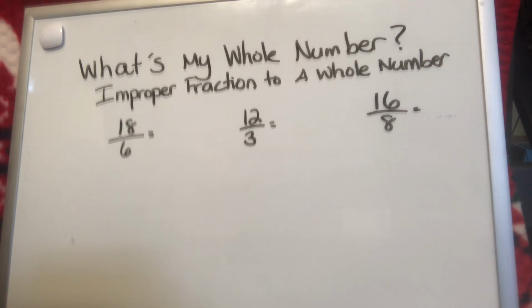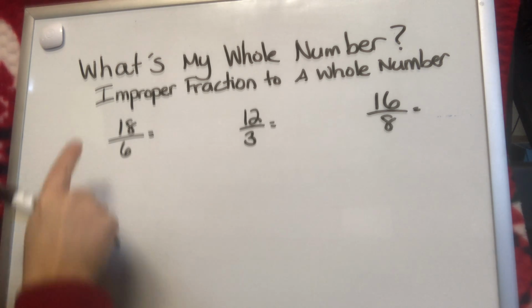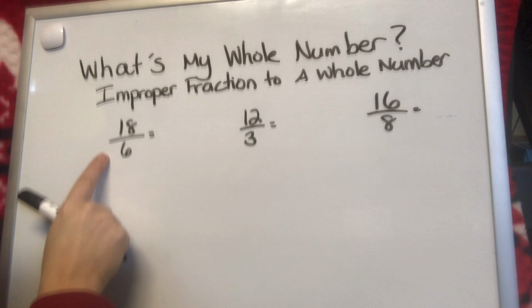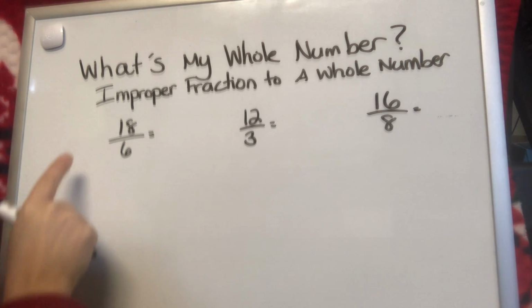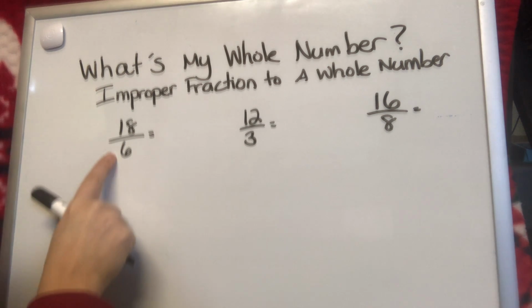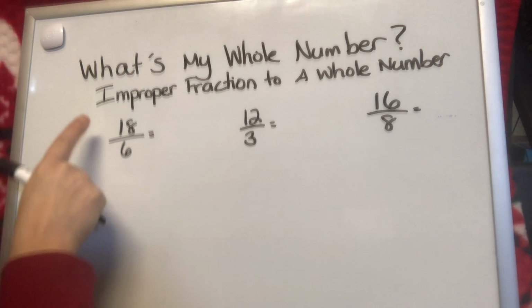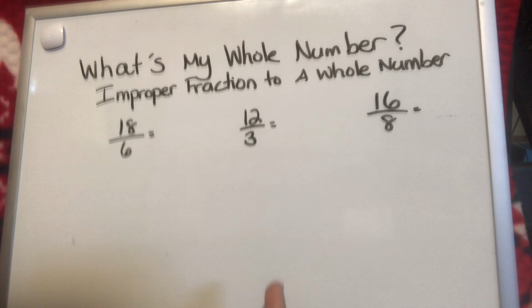All right, so right now we're going to look at what's my whole number. Improper fractions to a whole number. Okay, so remember, when the numerator is larger than the denominator, that's an improper fraction, right? We know that means it's more than one because this one had 6 pieces. So if there's 18, we had to order more pizzas or more cakes to get the 18 pieces, right?